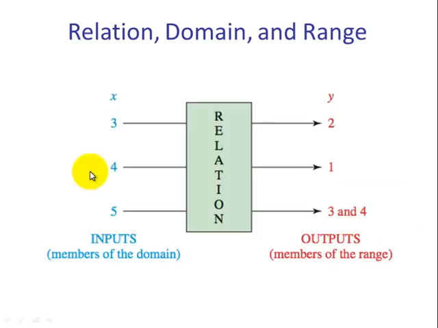So here's the visual. Our independent variable x are inputs. In this example, our domain is 3, 4, and 5. This is the relation. We put in 3 and we get an output of 2. When we put in 4, we get an output of 1. And when we put in 5, we get an output of 3 and 4. These are our outputs, and the values 1, 2, 3, and 4 would be our members of our range.